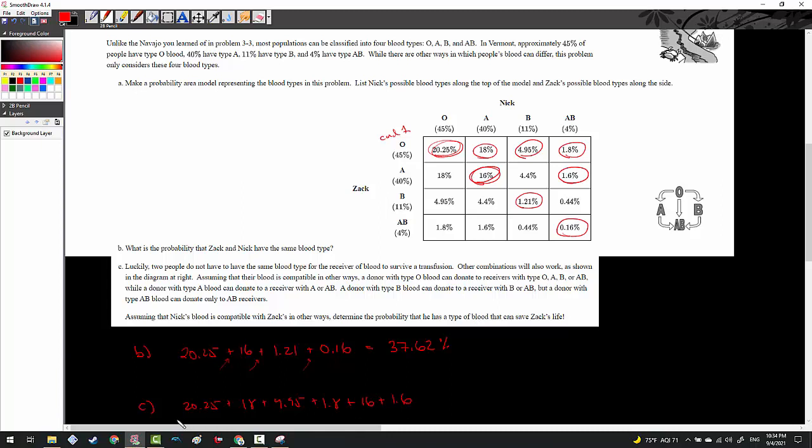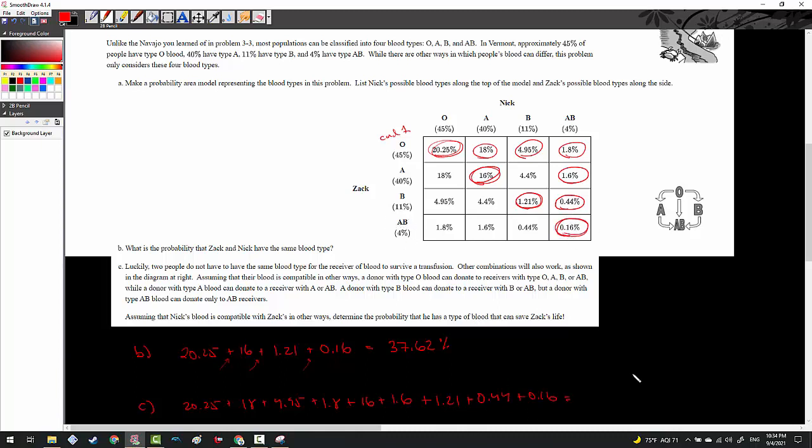Right? So again, all of these are independent situations. They're "or" that could happen, right? I'm just going to be adding up the red circles. If Zach is B, then he can go B or AB. So that's going to be 1.21 plus 0.44. And if he's just AB, it's going to be 0.16.